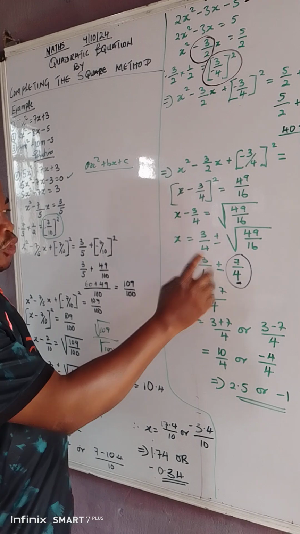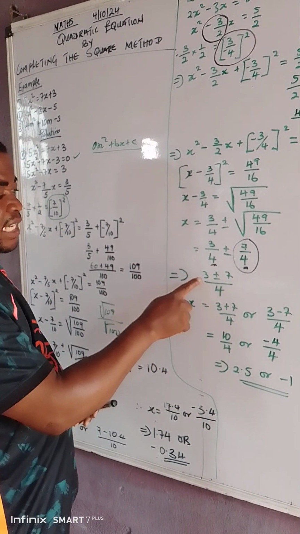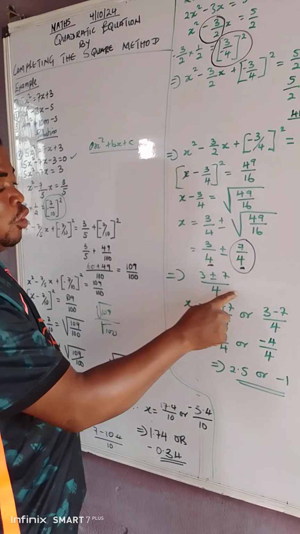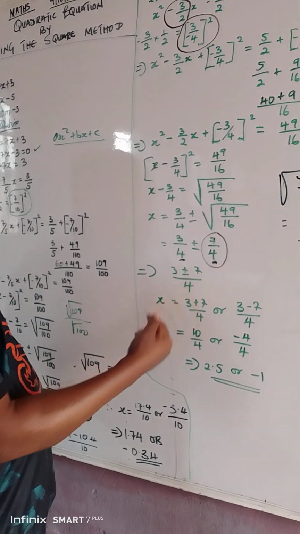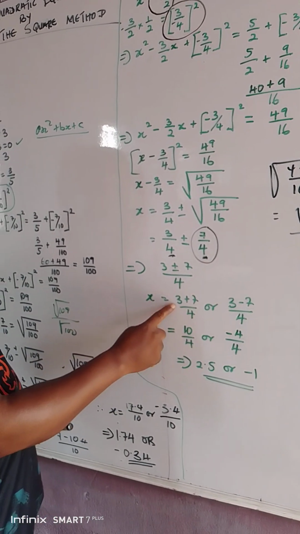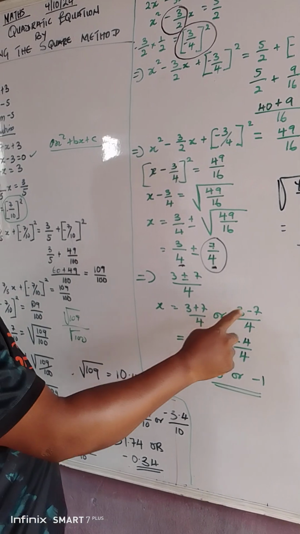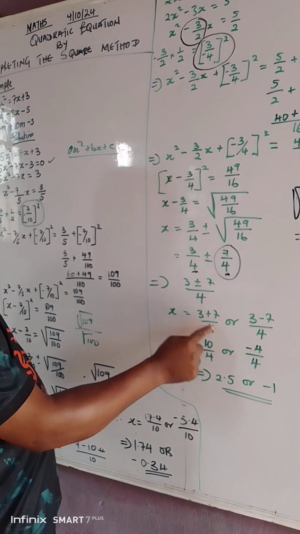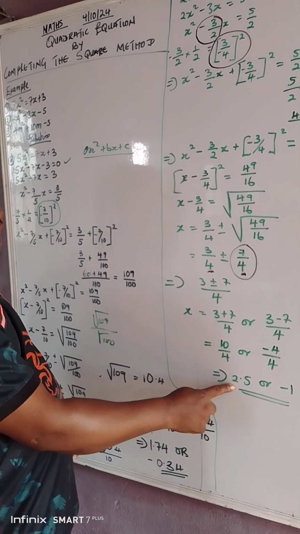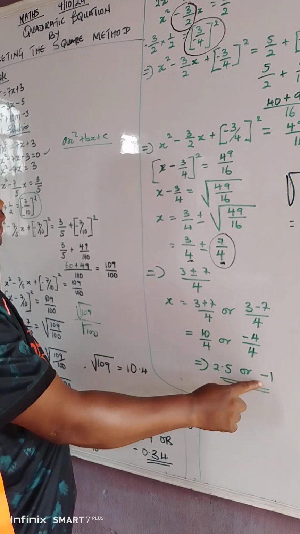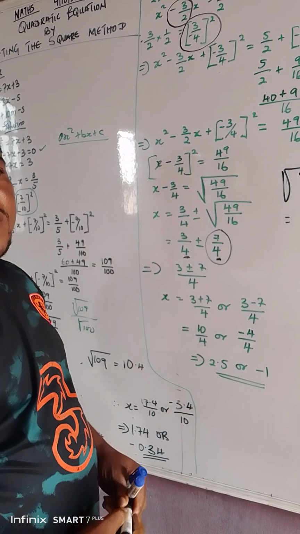Then this plus or minus, you are going to split it. This means 3 plus or minus 7 all over 4, because I've picked the LCM. So splitting it now gives you 3 plus 7 over 4 or 3 minus 7 over 4. When you add and divide, you will have 2.5. When you subtract and divide, you have minus 1 as the final answer.